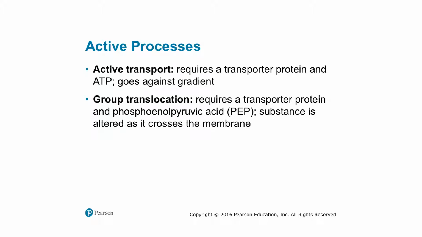Active transport is an active process, and it requires the transporter protein and ATP, and generally this goes against the concentration gradient. Group translocation requires the transporter protein and the phosphoenolpyruvic acid, PEP, and the substance is altered as it crosses the membrane.